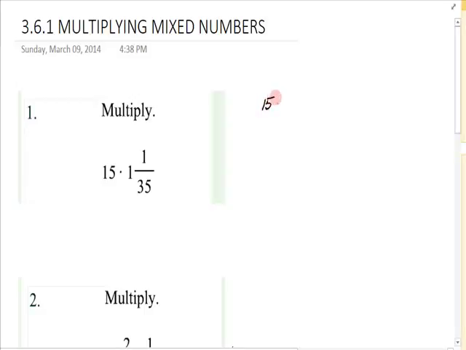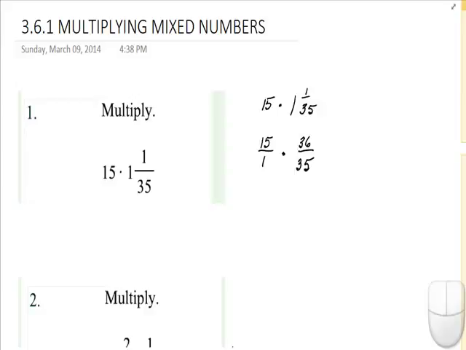If I start out with 15 times 1 and 1/35, this needs to become 15 over 1 times, how do I change it? I multiply 35 times 1 and I add 1. 35 times 1 is 35 plus 1 is 36 over 35. Now, because I have tops and bottoms, it's multiplication, I can do what I've called my bow tie. I have a common factor of 5. 5 goes into 15 3 times, and 5 goes into 35 7 times.